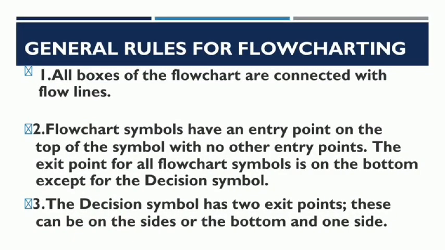General rules for flowcharting. Number 1. All boxes of the flowchart are connected with flow lines. Number 2. Flowchart symbols have an entry point on the top of the symbol with no other entry points. The exit point for all flowchart symbols is on the bottom except for the decision symbol. Number 3. The decision symbol has 2 exit points. This can be on the side or the bottom and one side.